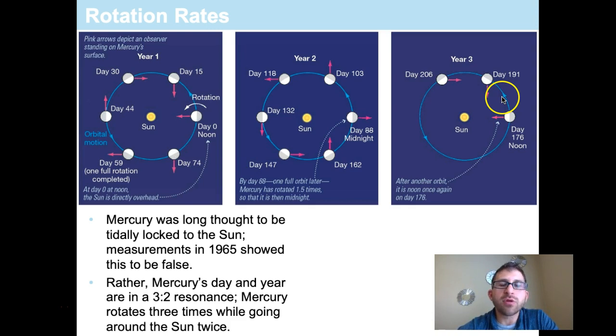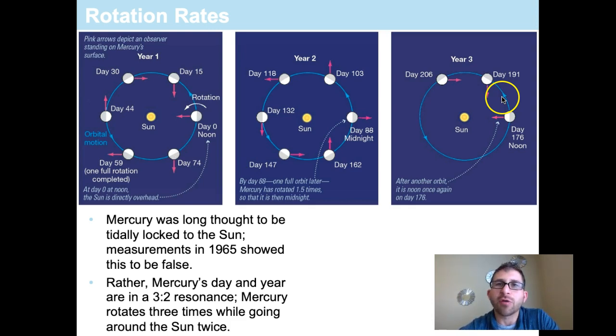Now, one of the weird things that has to do with the fact that Mercury is very close to the Sun, and is also a very small body, is that for many years we thought that Mercury was tidally locked to the Sun, in that one side would only face the Sun at any given time. We now know that that is not the case. In 1965, that was proven to be false.